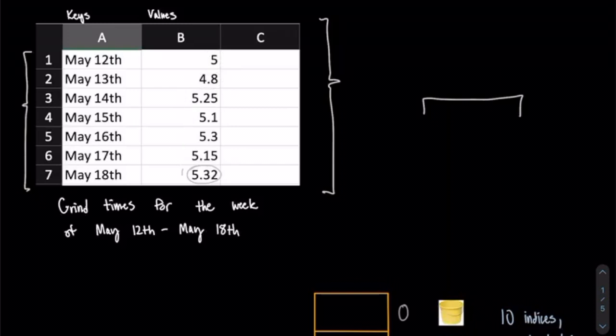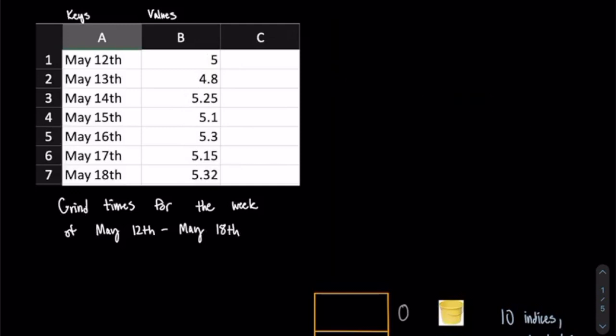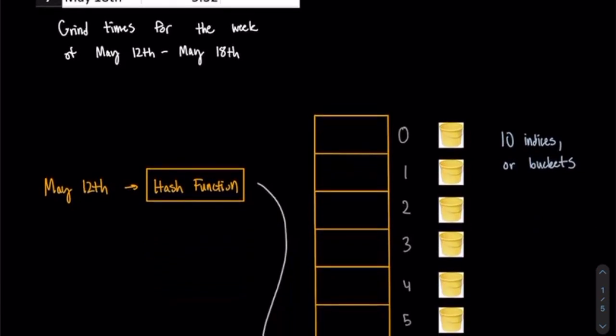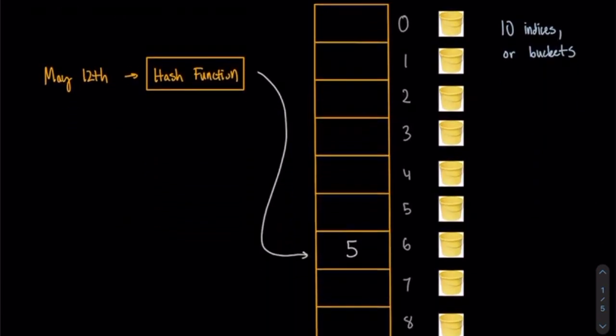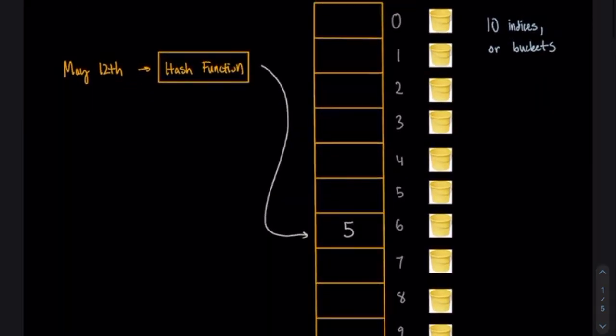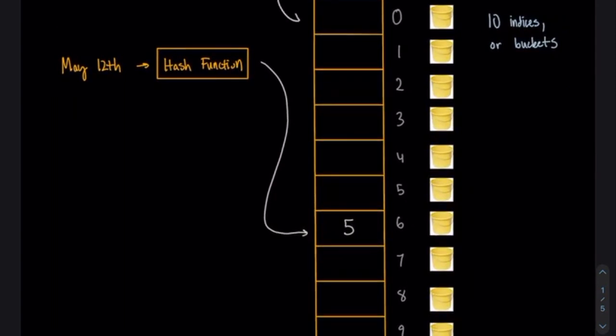Now, what we want to do with this data is put it into a hash function, and then from that hash function, we want to put it into a hash table. And right here, I have it illustrated. So a hash table is this whole thing. And as you can see, there are 10 indices. This is one indice, this is two, so on and so forth. And there's a few things to notice about this.